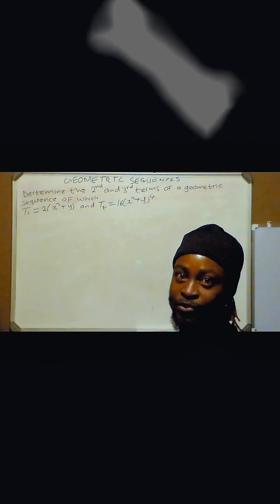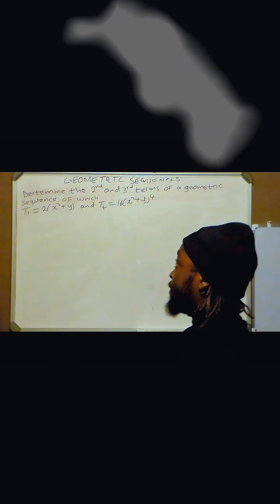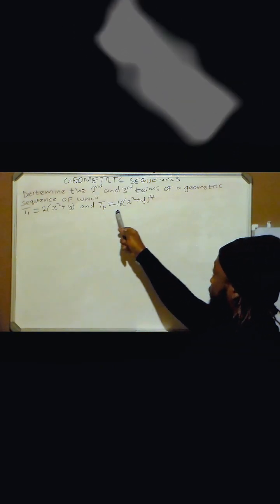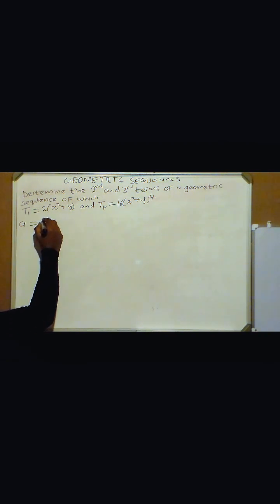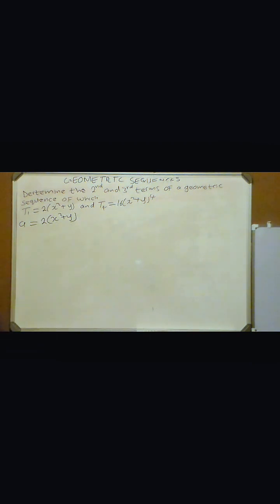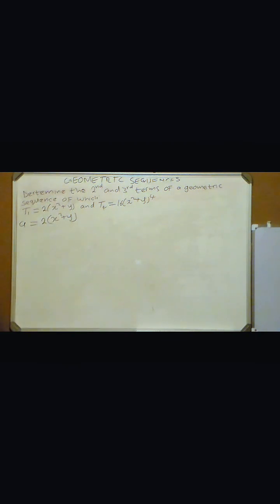I don't think we'll be able to do a geometric mean, but if we can, we'll also explain it. So this is the question. It says determine the second and third terms of the geometric sequence, of which t1 is equal to 2x squared plus y and t4 is equal to (16x squared plus y) to the power of 4. So if we check here, we know that term 1 should be equal to a. This is our a value. The question wants us to find the second and third terms.